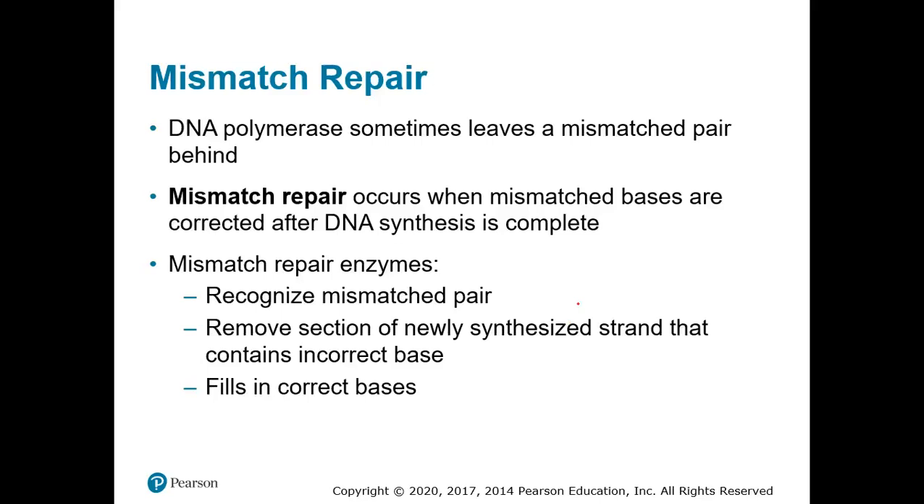Now, if DNA polymerase failed, if it didn't recognize its mistake, if it didn't proofread correctly, we still have other systems that can correct things. One of those is called mismatch repair. This is after DNA synthesis is complete, after polymerase has done its job, incorrectly, but it's done its job. Now this mismatch repair can go in, it can recognize a mismatch pair, it can remove that section that's incorrect and fill it with the correct bases.